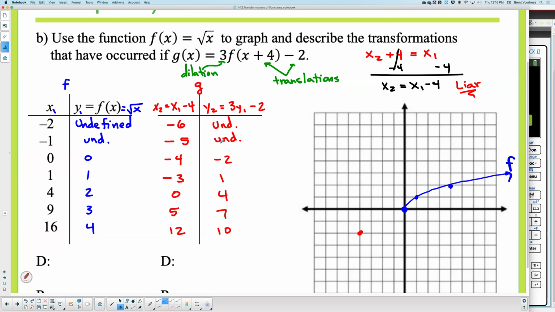Now we're going to plot these points. Again, you don't have to worry about the undefined points. So (-4, -2), got that one. (-3, -1). No, (-3, +1), I'm sorry. I was about to make another mistake. How about (0, 4)? (5, 7)? 1, 2, 3, 4, 5, 7, and (12, 10). I can't get that one on there. There we go.